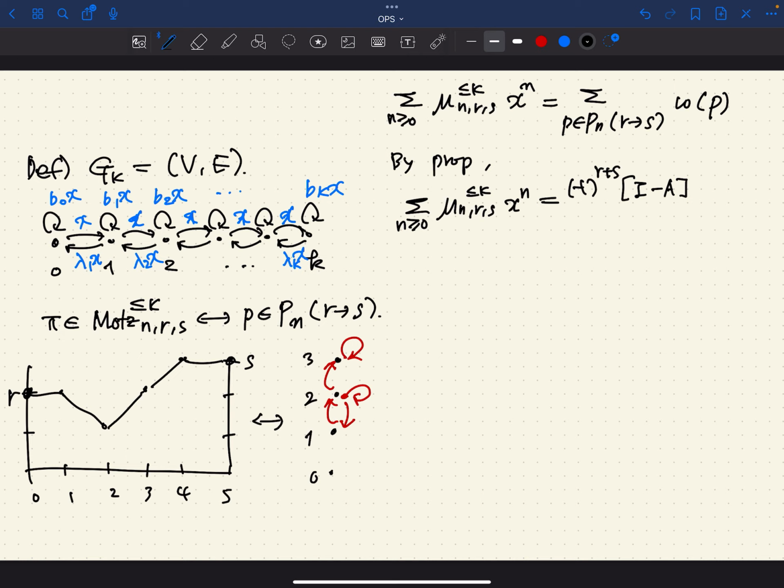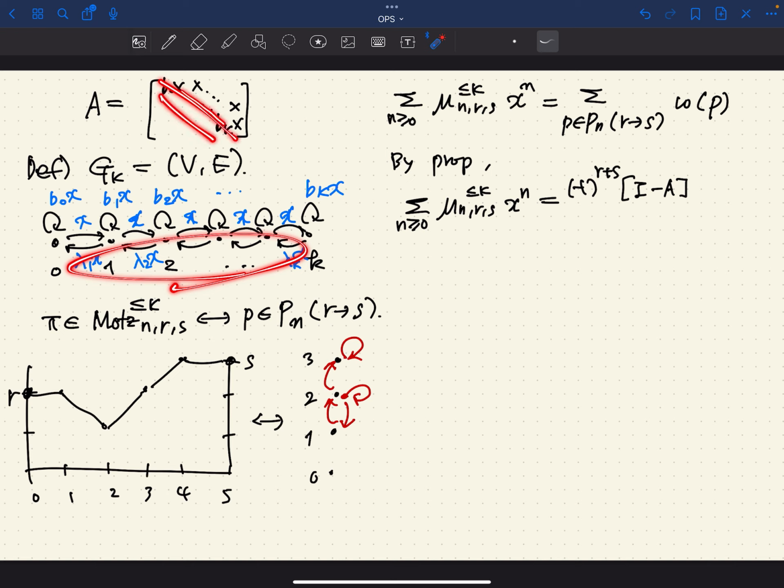Oh, by the way, because I define the weight in this way, what is the adjacency matrix of this diagram? The diagonal entries have x: b_0 x, b_1 x, like that, up to b_k x. And then if you go up, that means here is the superdiagonal, so x everywhere above. And then going down means the entries are below the main diagonal, so it is lambda 1 x, dot dot dot, lambda k x.